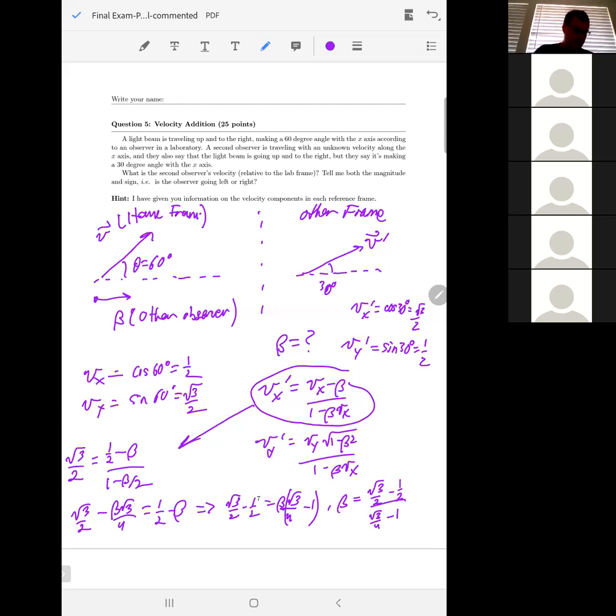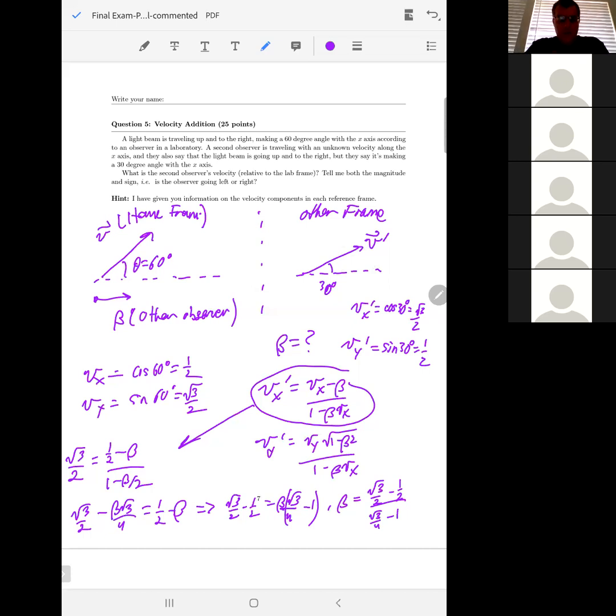But now let's think about this. The person in the home frame says that the light is making an angle of 60 degrees with respect to the axis, which means that Vx must be pretty small. If the other observer is moving to the right, that would make Vx even smaller. But we know that they see an angle of 30 degrees, which means that they see a larger value of Vx, all right? So they must be going to the left.